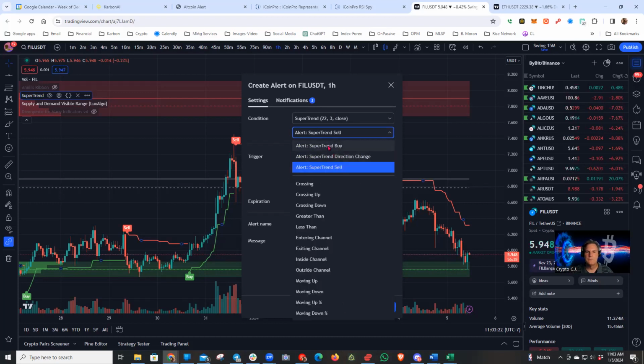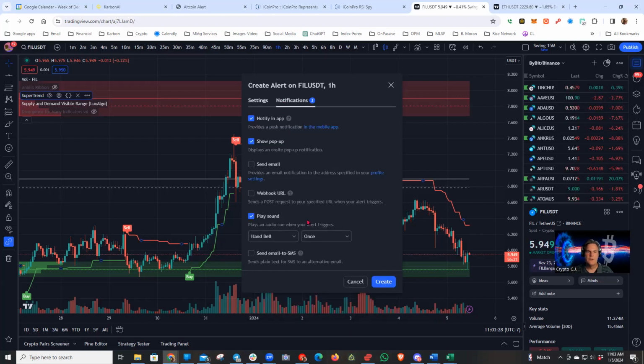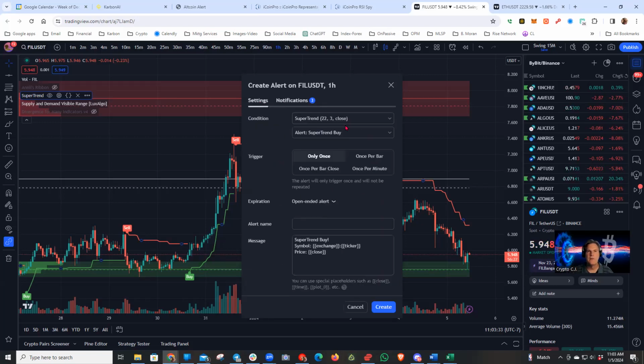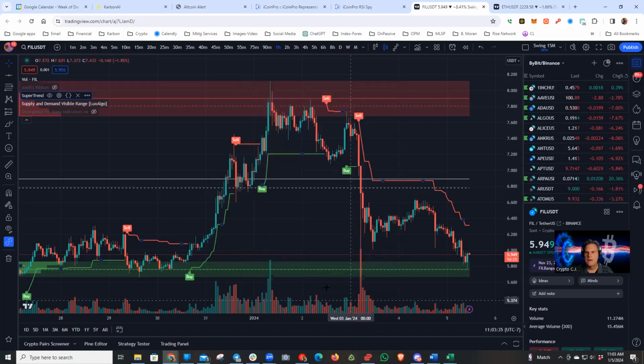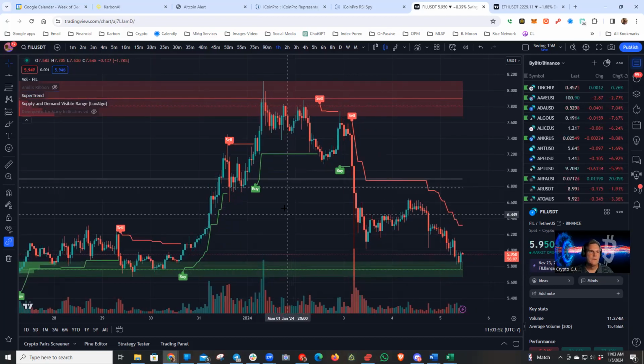Yeah, if you're trading spot, you want to go with the buy. And you can mess around with these too. And I go over that quite a bit in my Monday and Friday Zoom, so I'm not going to do it here. But that's how you set up the supertrend on a swing trading layout. I'm going to wait for that buy alert to kick in, and then I will reevaluate.